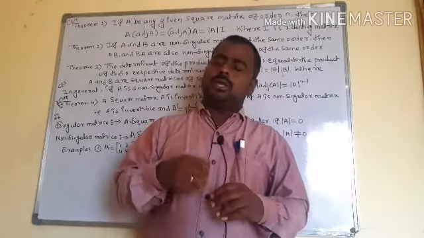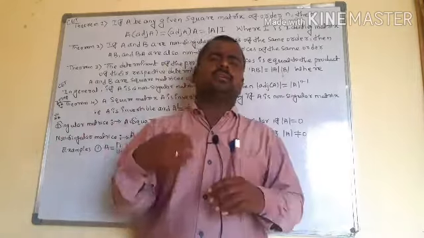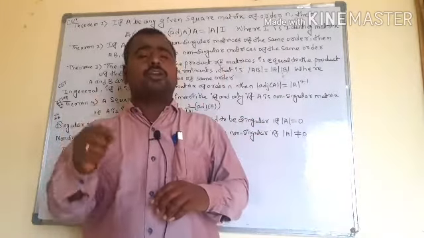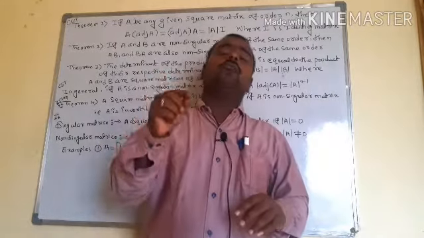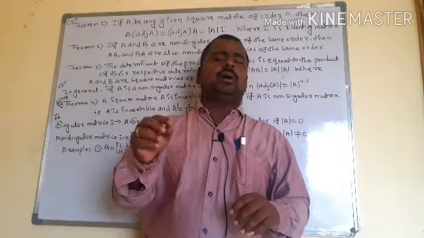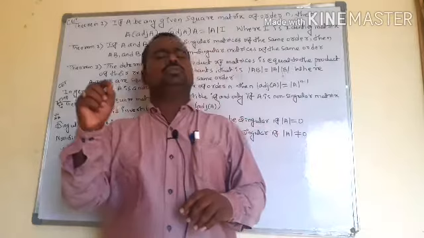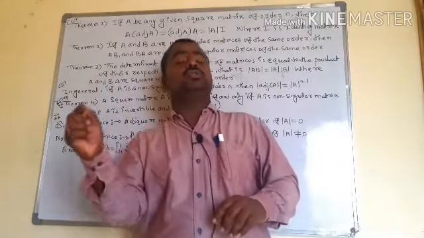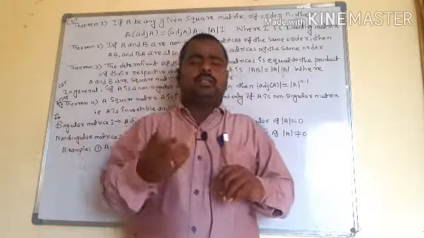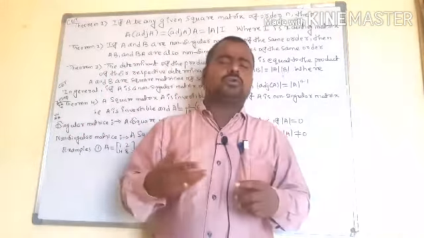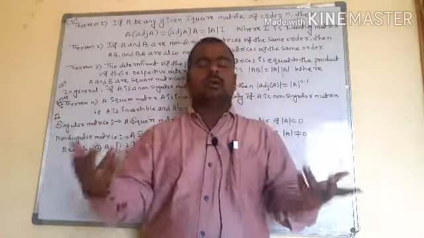Next we are going to deal with two very important definitions. Already I said singular: a square matrix of order n is said to be singular if the determinant of A is equal to 0. Determinant of A equal to 0 is called singularity. The second point is non-singular: if the determinant of A is not equal to 0, that is called a non-singular matrix.